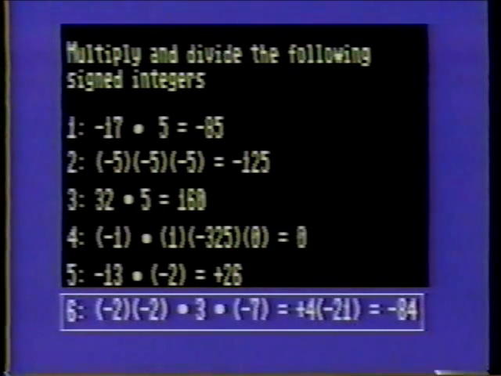Number 6. Problem 6 contains an uneven number of negative signs. Thus, the final result will be negative.